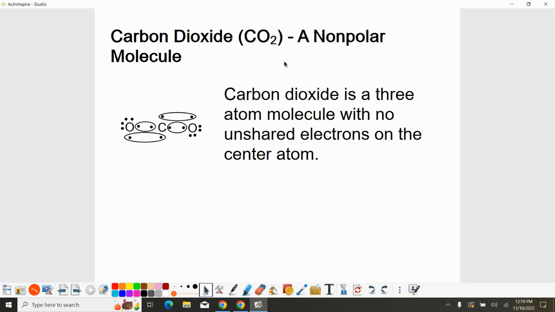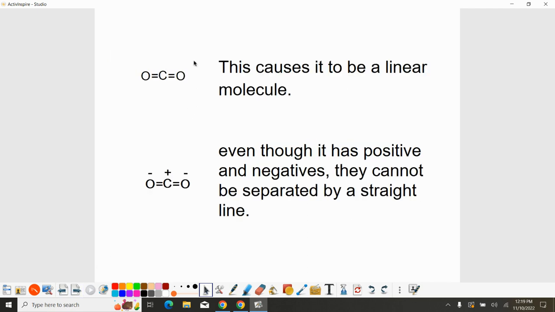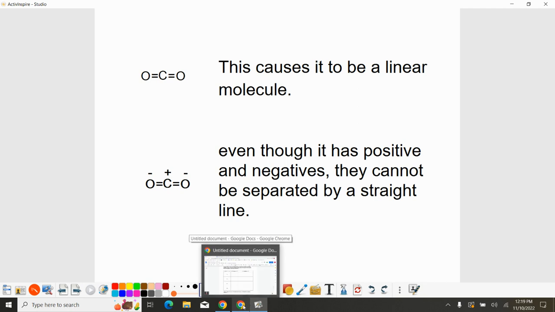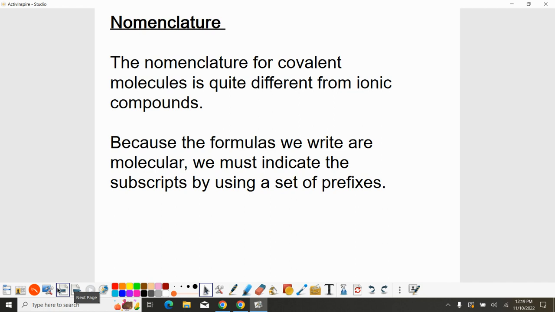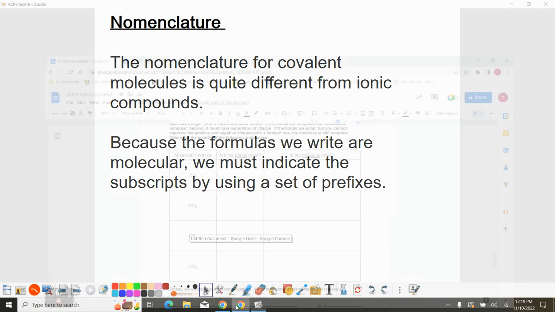On this carbon dioxide one, that's the model. That's the structural formula. The bonds are polar. Oxygen is negative, carbon is positive. I cannot draw a straight line between that, so I don't have separation of charge. So even though it has polar bonds, it is not a polar molecule. Again, I'm rushing through this because this is not meant to be a review. This is just to help you look at the right parts of your notes, the right things to answer these questions.